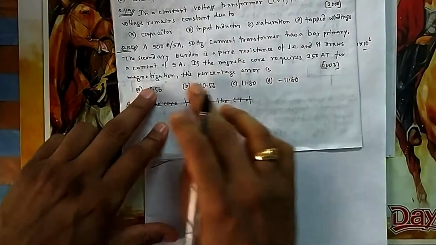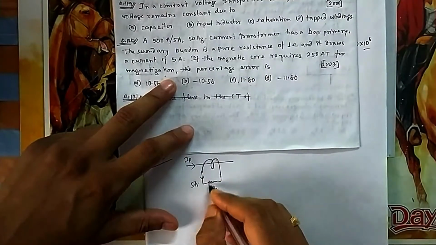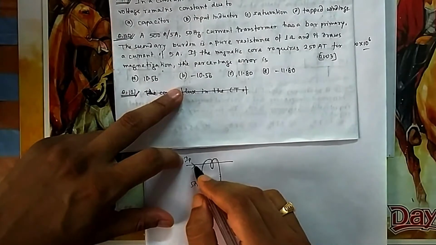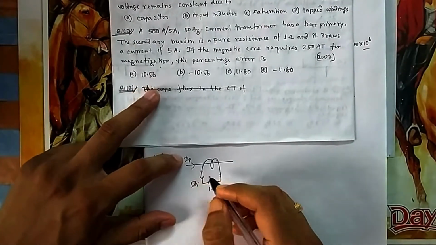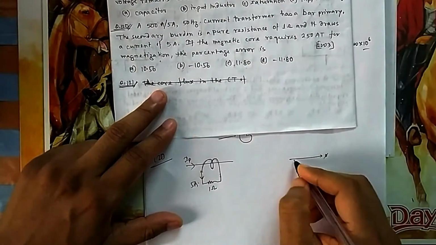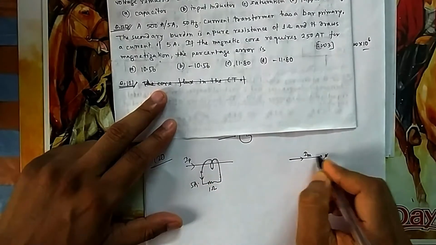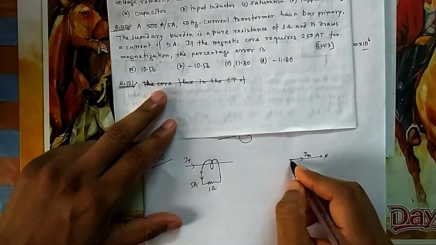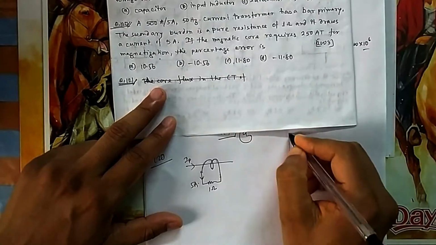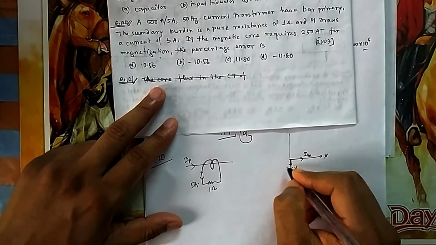So 250/80 for magnetization, the percentage error. Because it is a resistive load, your I2 will be properly resistive, but this magnetization component will be 90 degrees lagging. I think you know the transformer drawing, this was phi. So this is your I1, suppose the magnetization portion, that is IM. This is your I2, this is your V2, this is your V1, you know this phasor diagram. So this is V2, so I2 will be here.